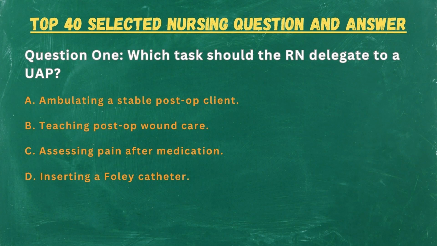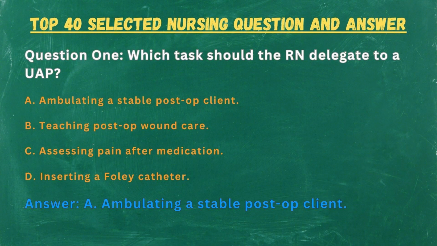Question 1. Which task should the RN delegate to a UAP? A. Ambulating a stable post-op client. B. Teaching post-op wound care. C. Assessing pain after medication. D. Inserting a Foley catheter. Answer. A. Ambulating a stable post-op client.